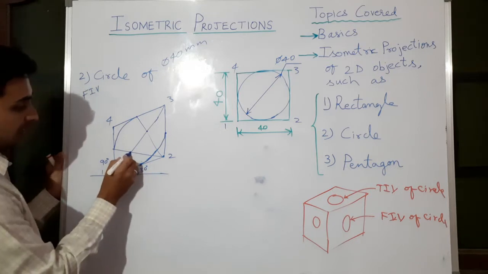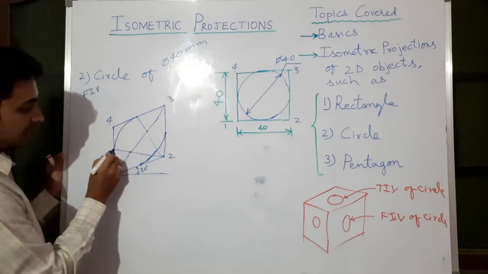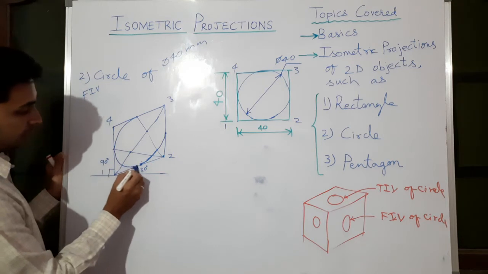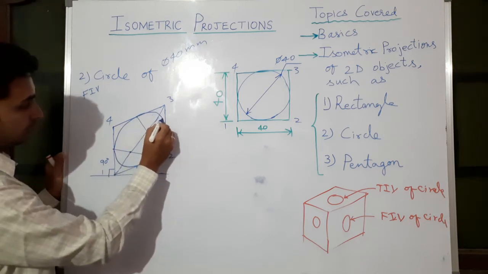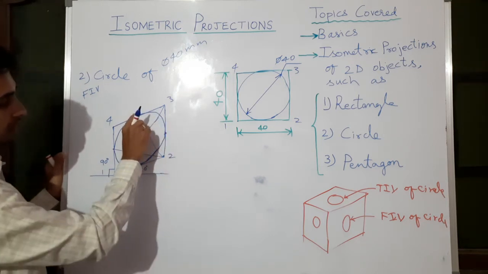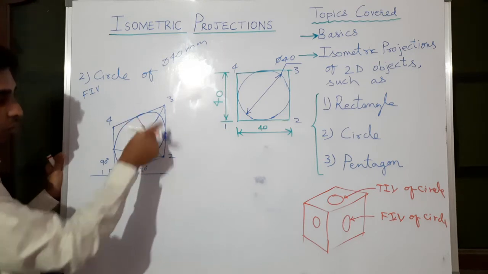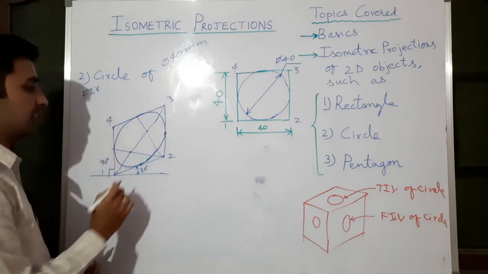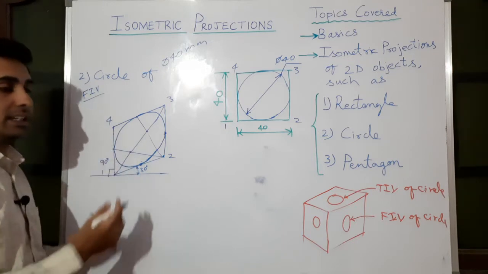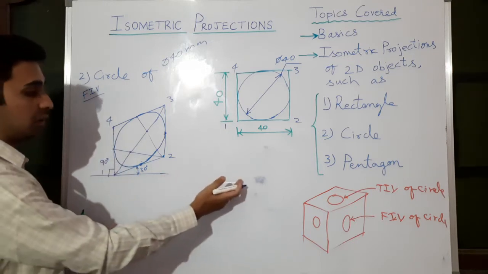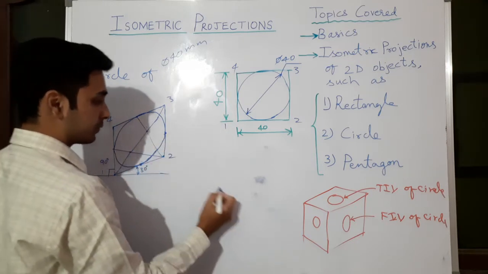So now this as a center you take, radius is this or this, and join in this way. This is the center, radius is this midpoint or this midpoint, like this you draw the arc. Okay, this is the front isometric view of the circle. The same diagram you can draw in this position also. Let us see.